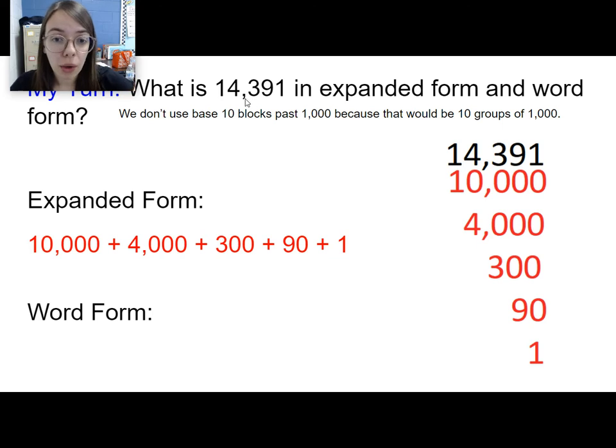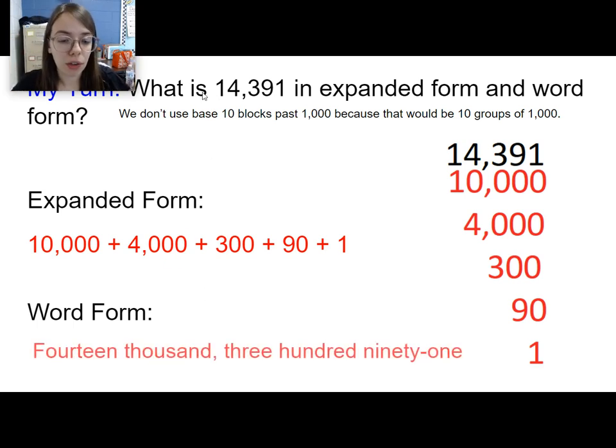14, and then there's a comma, so that comma separates the thousands from the ones period. So we say 14,000, and then we read the rest of the number. So I'll cover up 14. Now I'll look at the rest of the number. 3, 9, and 1 is 391. So all I really had to do was read the 2-digit number of 14 and the 3-digit number of 391. I just added the word thousand between them to separate those periods.